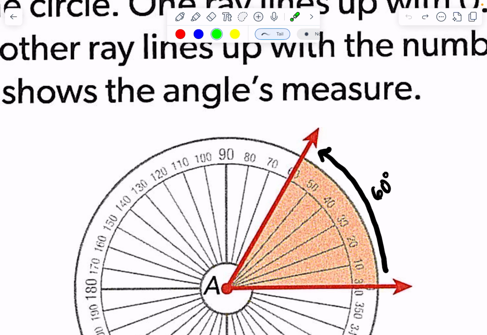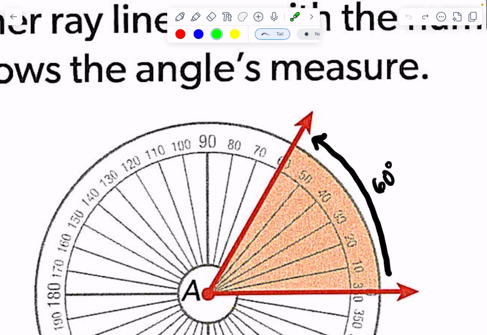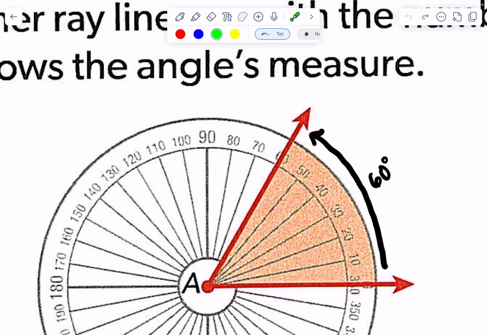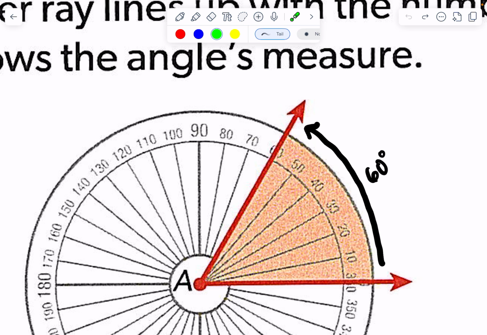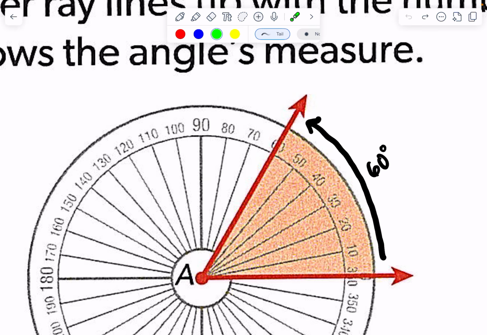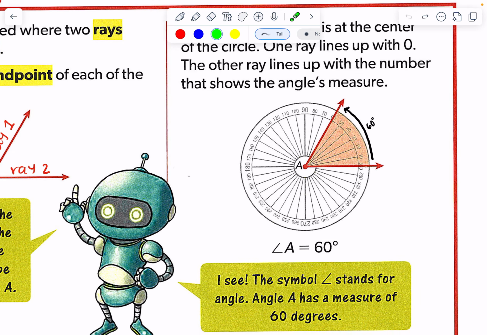Now you may launch students in a turn and talk to say, okay, well, where did that other ray line up? What number did that other ray line up with? And then students will have to see, okay, well, I see that the scale is skip counting by tens, 20, 30, 40, 50, 60. So it means that that other ray lines up with 60. So angle A is 60 degrees.